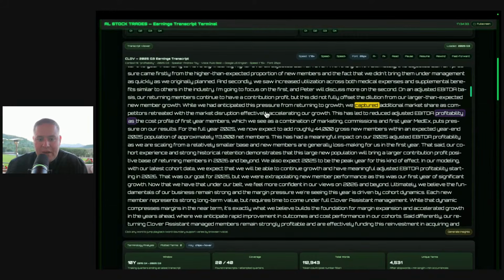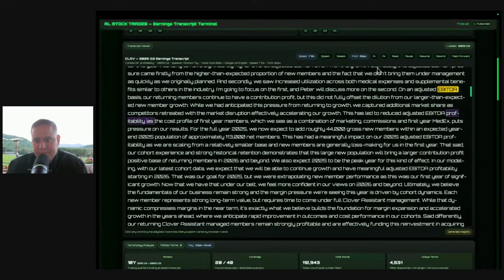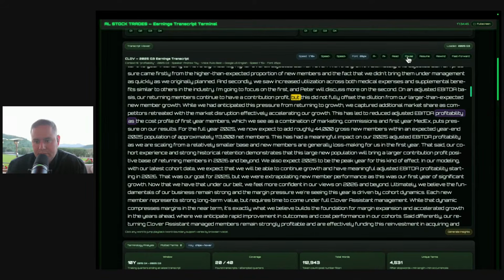So he said something very important here. I'm going to read this again. On an adjusted EBITDA basis, our returning members continue to have a contribution profit, but I'm going to stop. So on an adjusted EBITDA basis, the returning members continue to have a contribution profit. That shows you that the Clover Assistant is working. That means the returning members are better clinically managed, which is why they have the HEDIS quality score ratings high. But that didn't offset the negatives of the new members, which was larger than expected.